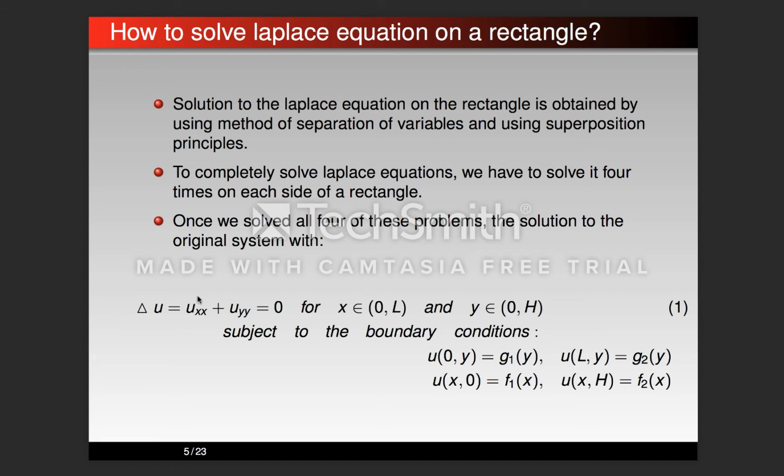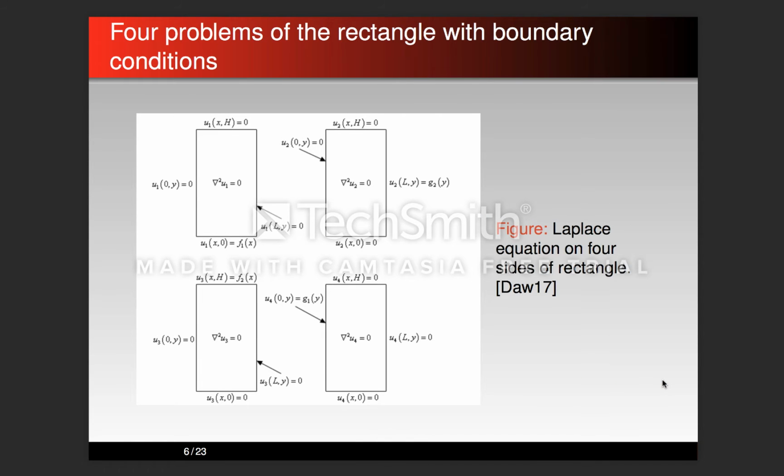So this is the main original system, or the problem of a rectangle which is subject to 4 boundary conditions. If you look at the 4 problems of the rectangle with the boundary conditions, we have first the case where we're trying to solve on the bottom side of the rectangle, where we have a non-homogeneous condition here and homogeneous conditions on the other sides of the rectangle.